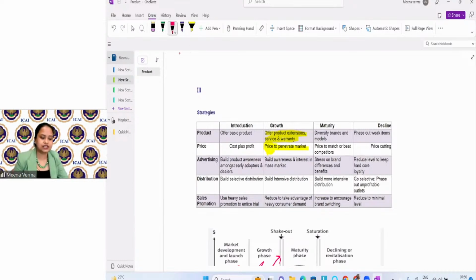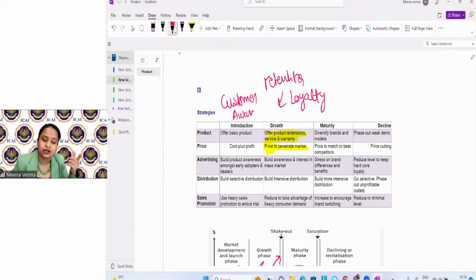So actually this is a stage of customer awareness, and this is the stage of customer retention. To retain the customer, the company strategy is to retain the customer and increase the loyalty of the customer, right? To make the customer loyal toward the brand. So here the company will try to retain the customer and to increase the brand loyalty.